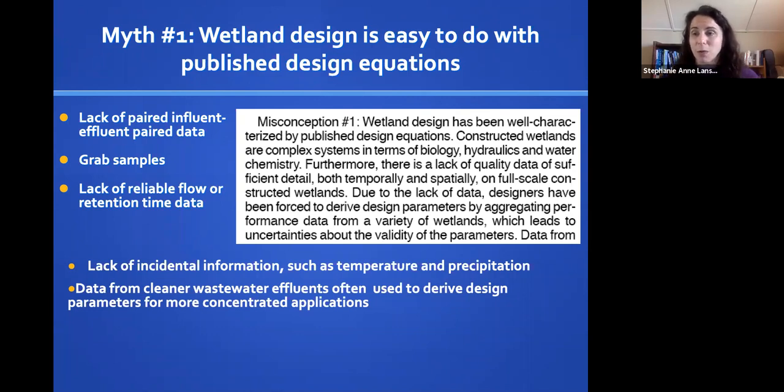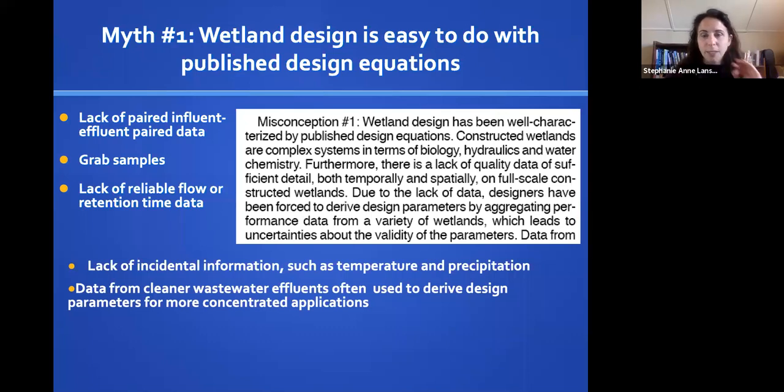The other thing we need to worry about is often cleaner wastewater influent. So we may be putting wastewater in with only 1 milligram per liter of nitrogen, and then I'm using the same equation when I have 100 milligrams per liter of nitrogen or 20 milligrams per liter of nitrogen. And we may not be getting those same removal rates with that higher concentration.